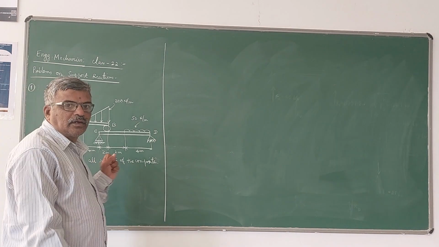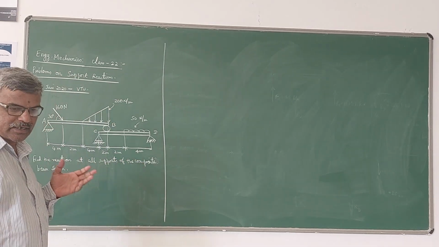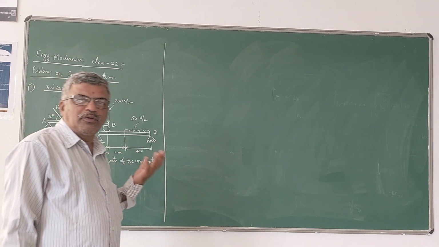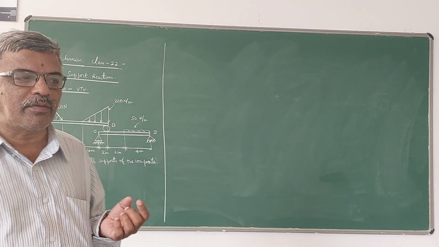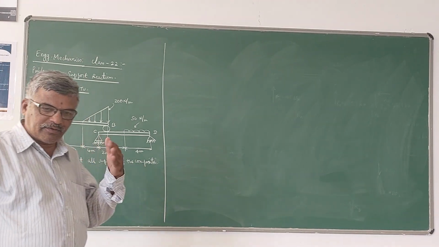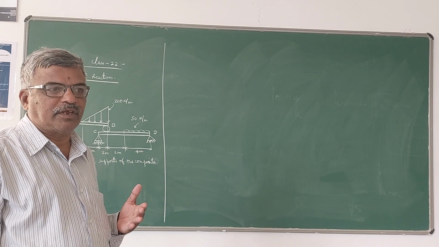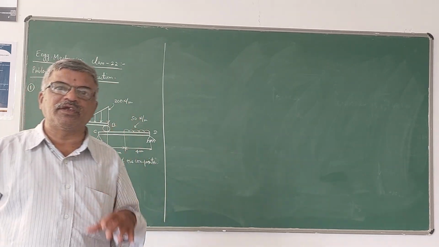In this class, we will solve a problem of finding support reactions. So you know about different types of beams: simply supported beam, cantilever beam, overhanging beam. They are statically determinate beams. That means the reactions can be found out using only the equations of equilibrium.